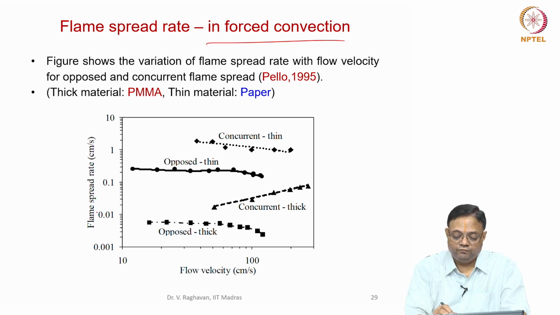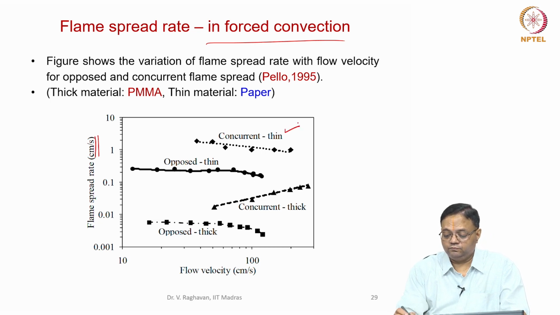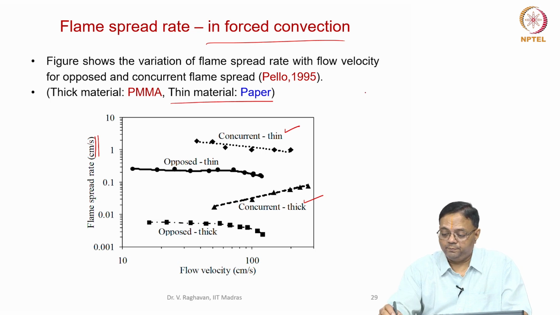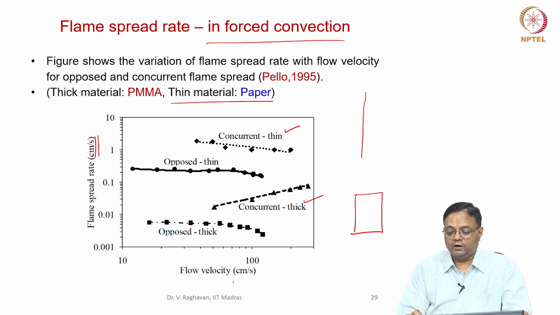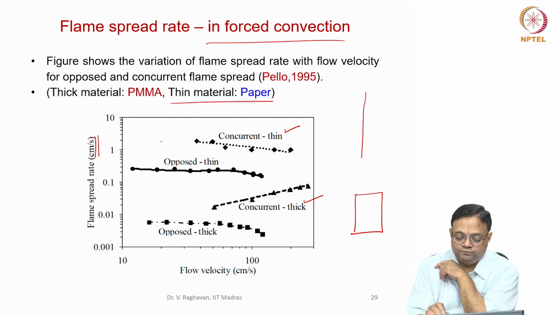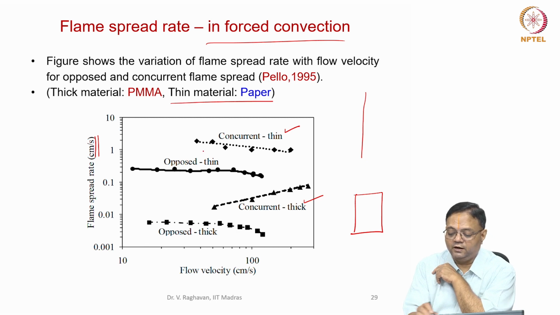here you can see that the flame spread rate in centimeters per second for the concurrent thin case and the concurrent thick case is reported. The thin case is done using thin paper, and the thick case is PMMA. Okay, so let us say the concurrent thin case. First, you can see that the flame spread rates are much higher, in the order of 1 to 10 centimeters per second.